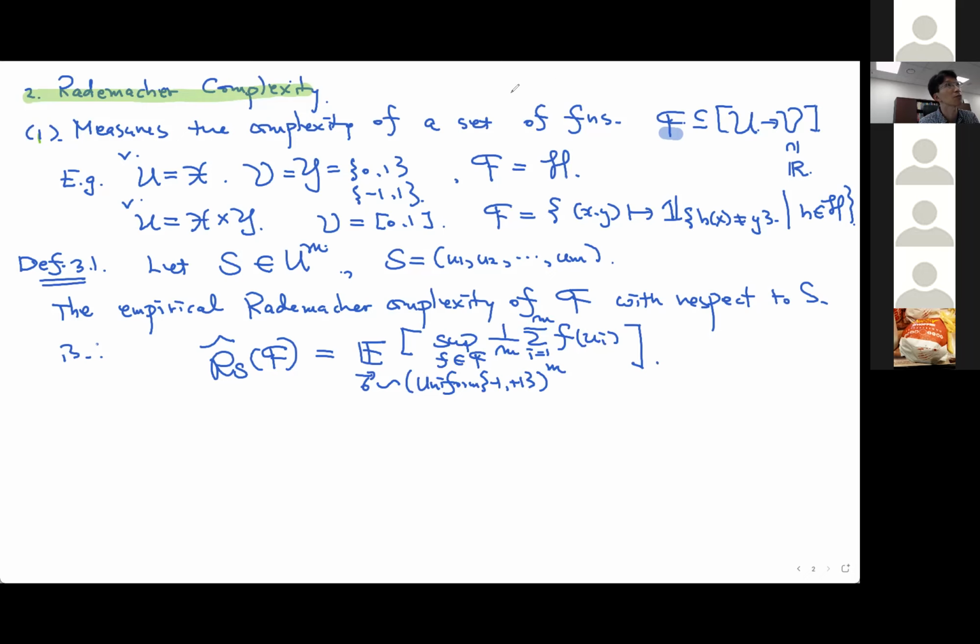One assumption is that I will always assume that this function set is non-empty. So this Rademacher complexity, just by the definition, can be infinite. That's also okay. But in the typical scenario, the set of functions F is bounded, its output is within some range, so the expectation is well defined. Okay, so what does this mean? That's the formal definition of Rademacher complexity.